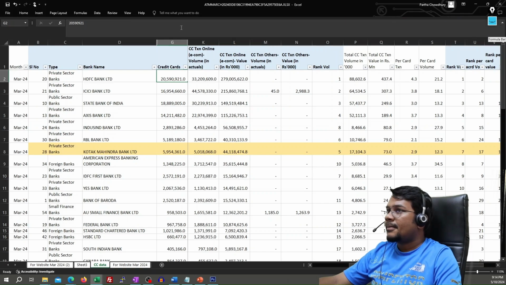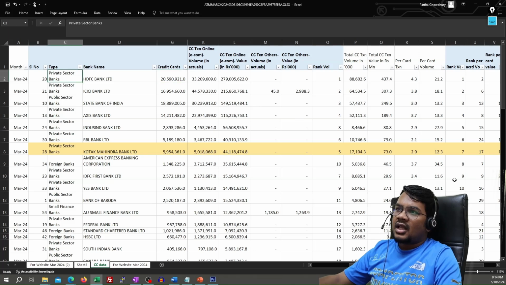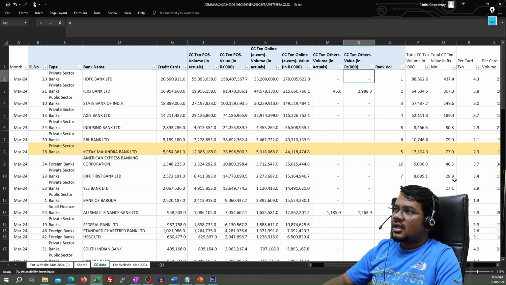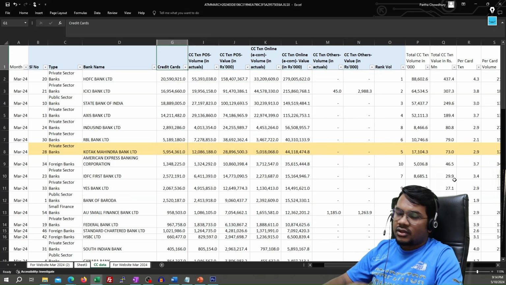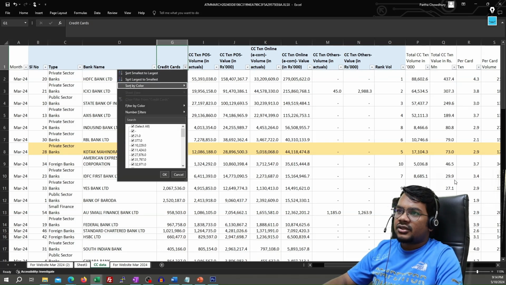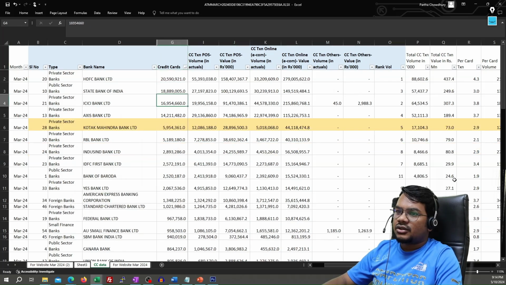Now what I have done is I've given a rank based on volume and value, both. So this is the data as it is available from RBI. And if you just want to find out what are the top 5 players in terms of number of cards issued by the bank or in circulation, just sort this particular column from largest to smallest and you'll find that these are the top 5.